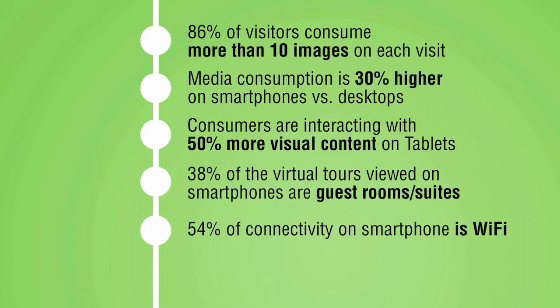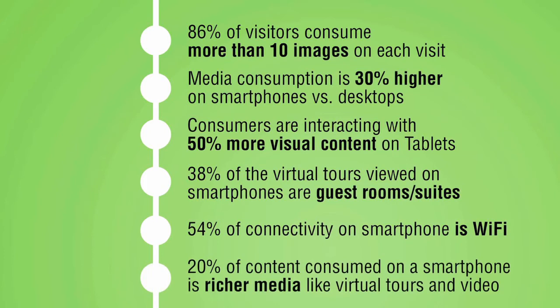We're also seeing 54% of connectivity on smartphone is Wi-Fi, providing the opportunity to provide consumers with the same rich experience you should be providing them on a standard browser website. There are ways to do this without weighing down your mobile website. 20% of content consumed on a smartphone is richer media like virtual tours and video, which is about a 125 index to inventory. Visual stories must be available and optimized to be consumed on all devices and channels. Most brands and travel websites provide an edited version of small images on smartphone websites when consumers are asking for the same content and multimedia content to be available on their smartphone.